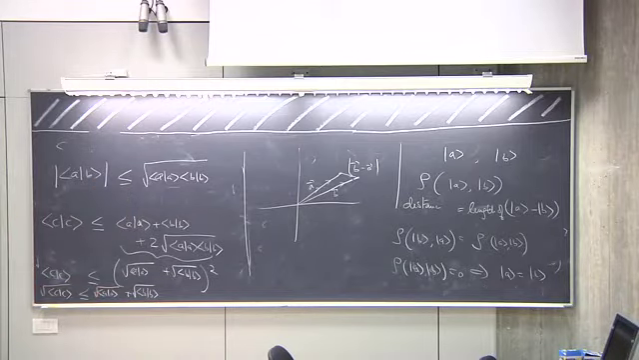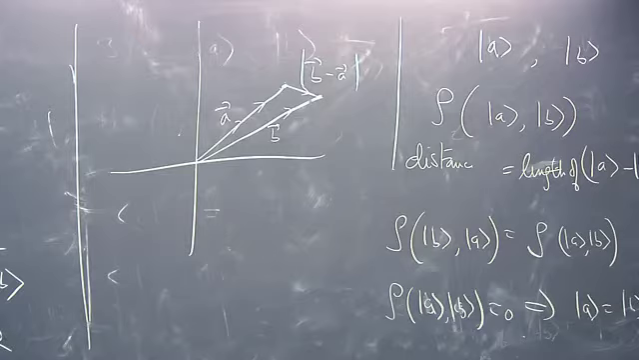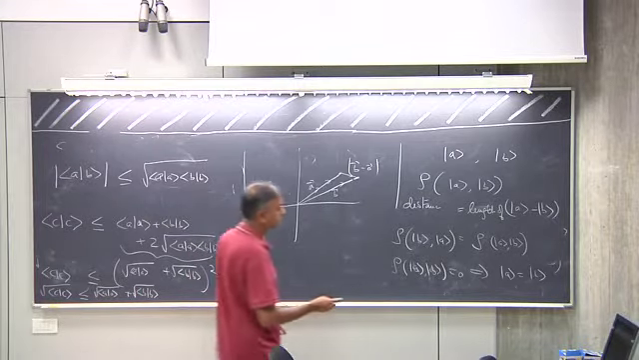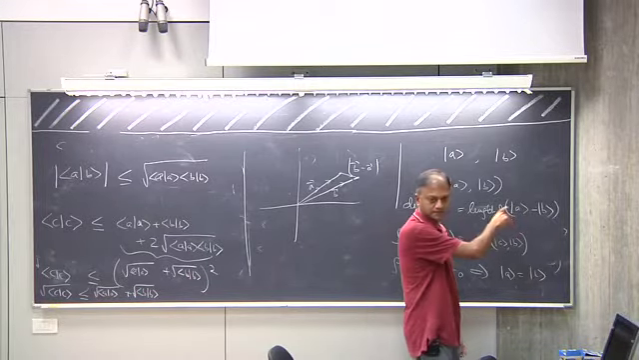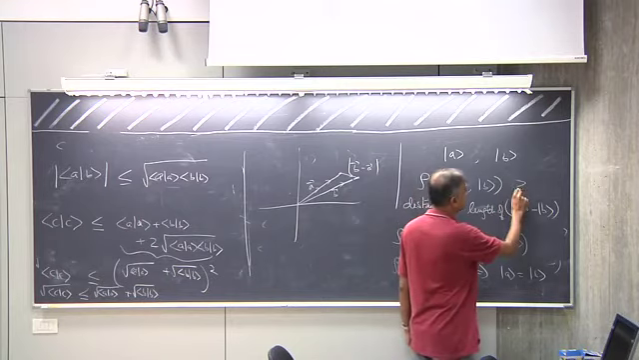So the point is that the notion of distance satisfies these important properties. The distance between point 1 and point 2 is the same as the one between point 2 and point 1. It's always non-negative, because the length is always non-negative.